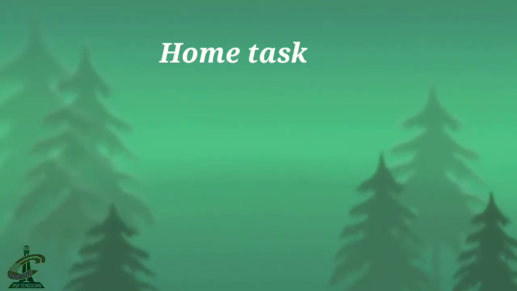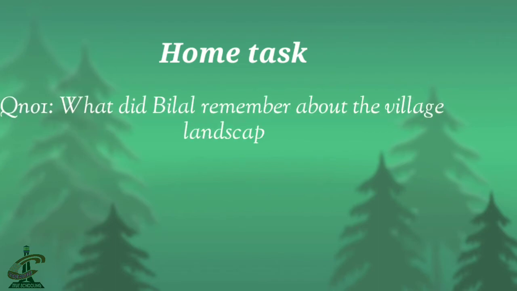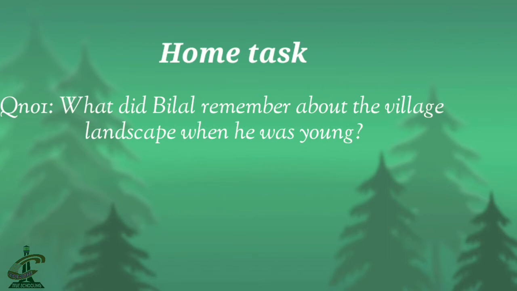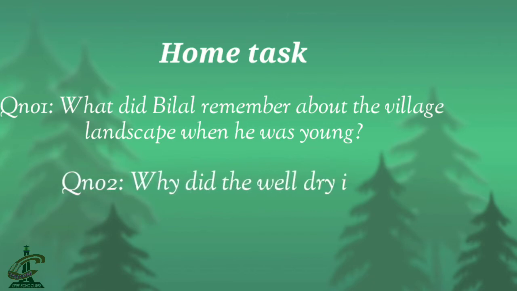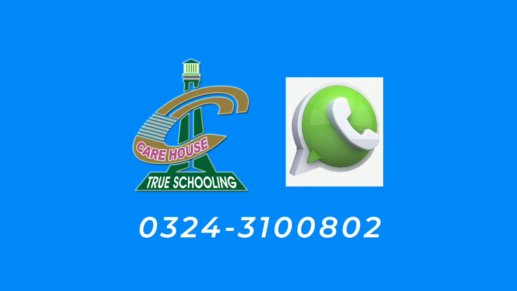Dear students, now it's time for assigning you some home task. Your home task includes only 2 questions. Question number 1 is, what did Bilal remember about the village landscape when he was young? I repeat, what did Bilal remember about the village landscape when he was young? Question number 2, why did the well dry in the village? I repeat, why did the well dry in the village? You are supposed to write these 2 questions along with their answers on a clean piece of paper, click a picture of that and send it to the school WhatsApp number.